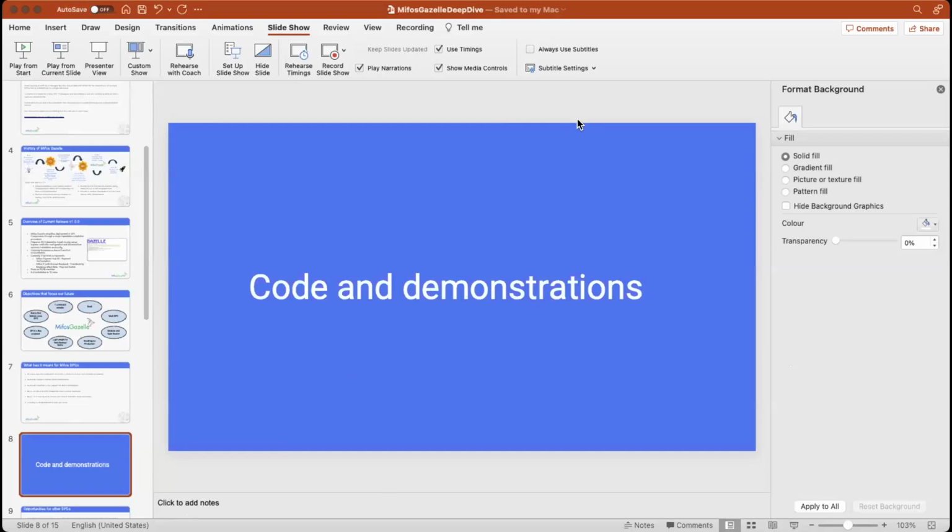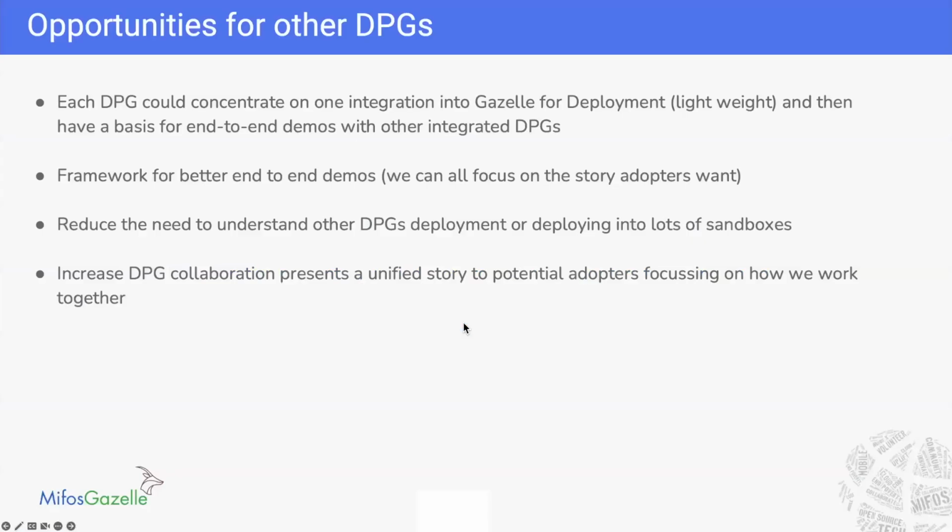So I'll just go back to the slides real quick. We'll find PowerPoint. I will go back to play from current slide. That's our code.